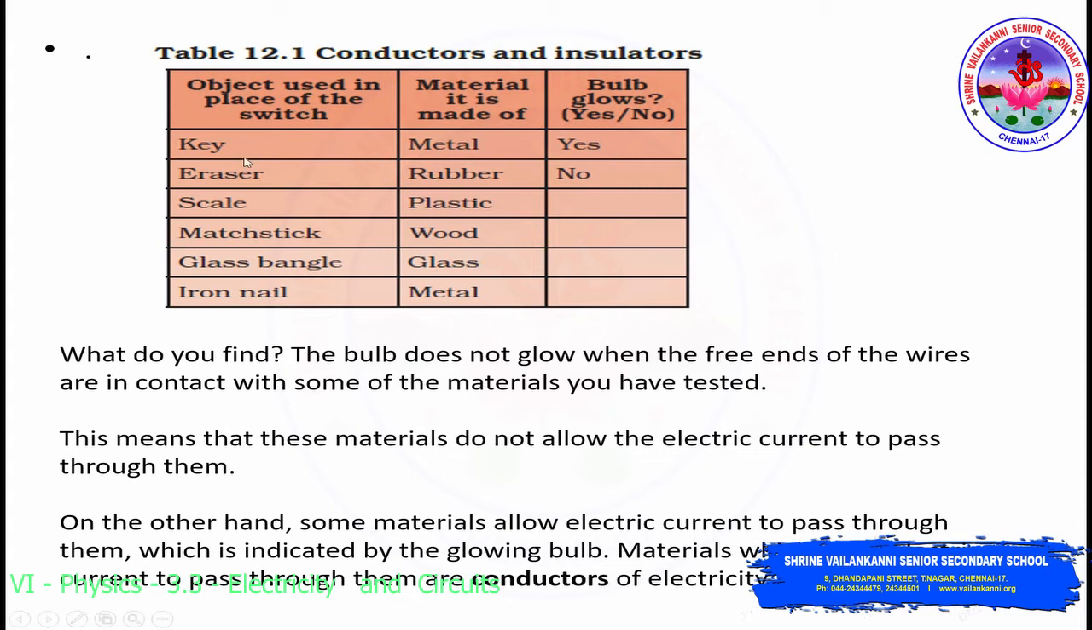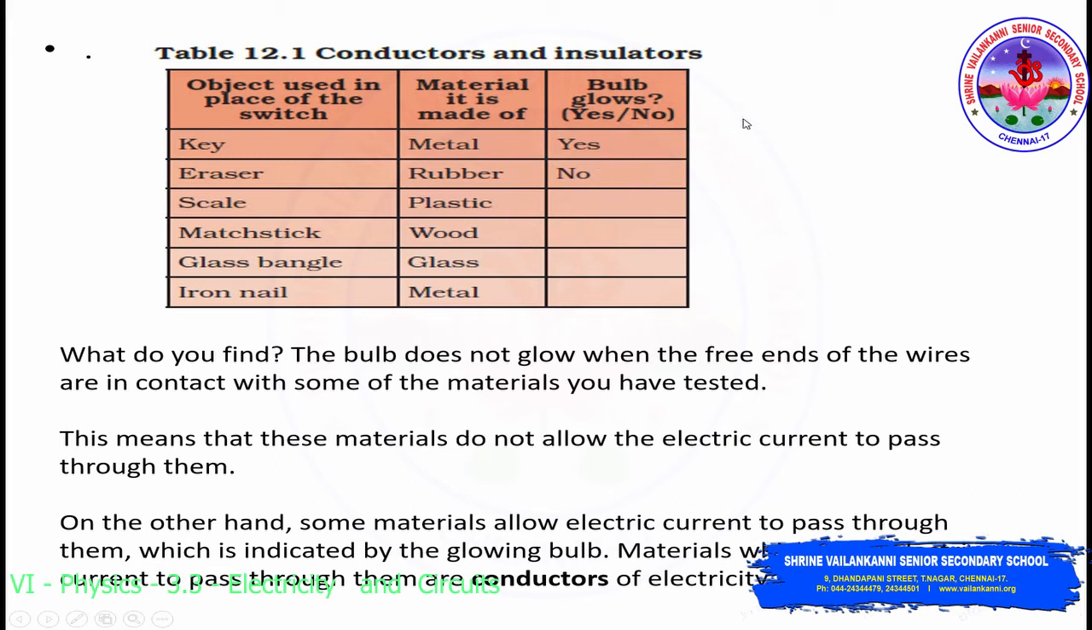In this tabular column, you can fill it up with the materials that you have collected so far. If it is a key, eraser, scale, matchstick, glass bangle, iron nail, whichever materials you have collected so far, and what the material is made up of, what type, and all these things. After mentioning them over here, you have to check whether the bulb is glowing or not when you connect it with the electrical circuit. So if it glows, you have to give a yes.